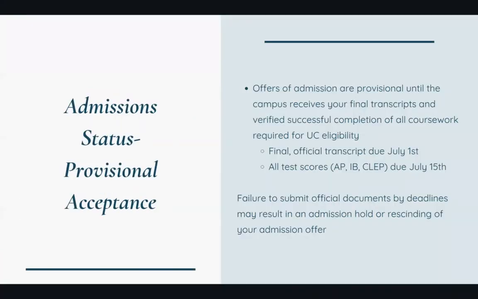If you are offered admission, it will be provisional until the campus receives your final transcripts and verified successful completion of all coursework required for UC eligibility. As a reminder, final official transcripts are due July 1st for fall transfer, and all test scores are due July 15th. Failure to submit official documents by deadlines may result in an admissions hold or rescinding of your admissions offer.